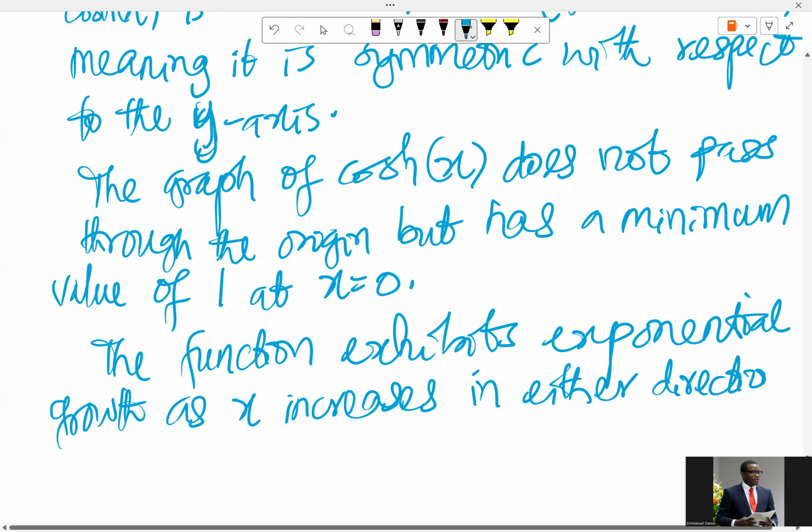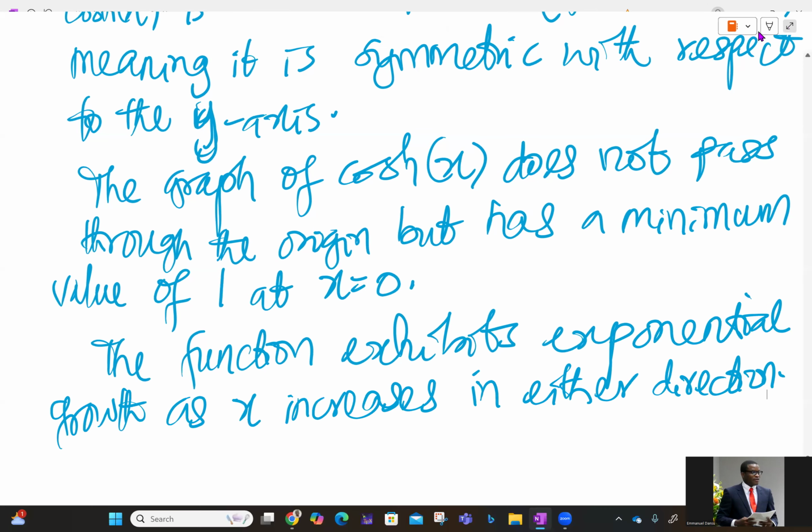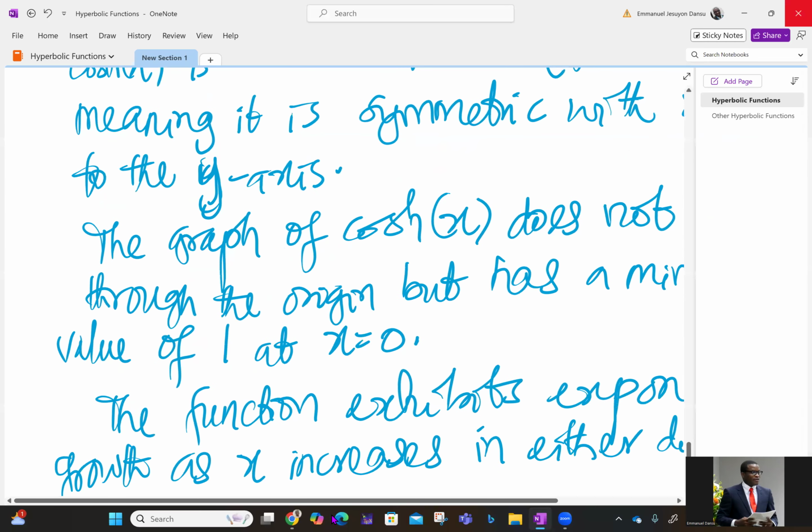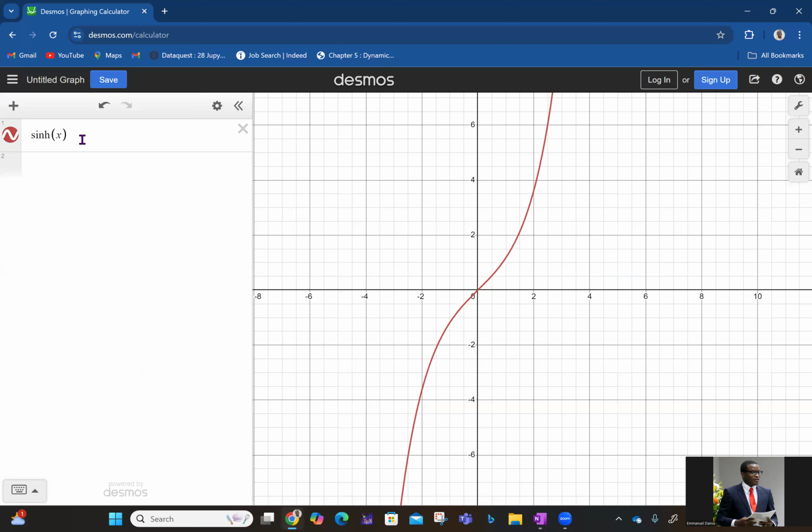So whether to the right or to the left, the function experiences exponential growth. So let's go back to Desmos and see what cosh looks like. So now we're here. The red one is sine, so you can see this red tells you sine is red. Okay. So for cosh now, just say cosh x.